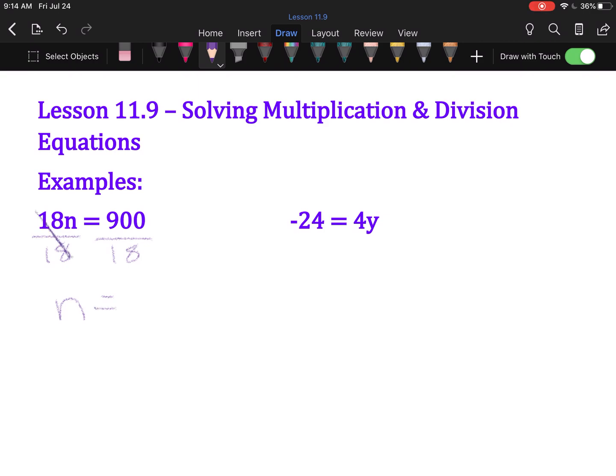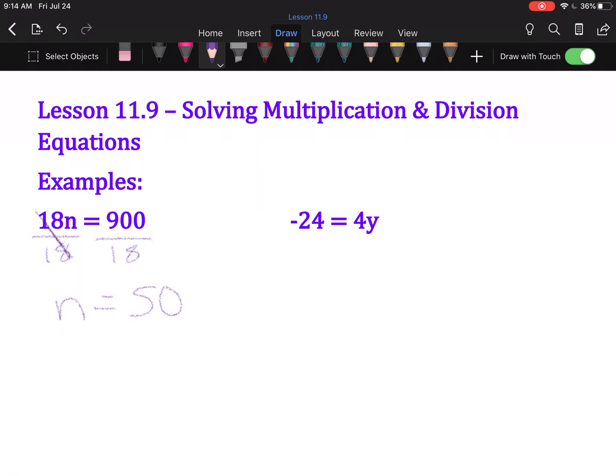N is alone. 900 divided by 18, you would have to write this out long form and do it. I'm sorry. I'm going to go ahead and shortcut straight to the answer because I know it. 90 divided by 18 is 5, so 900 divided by 18 is 50.